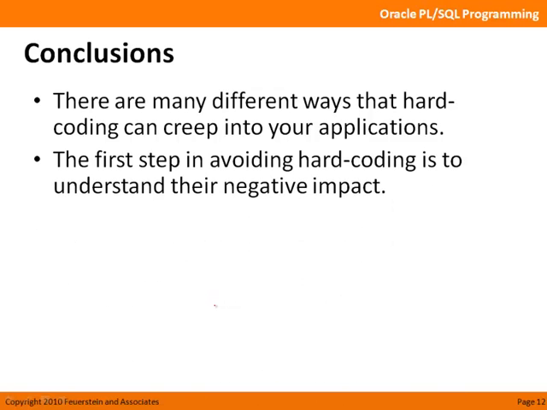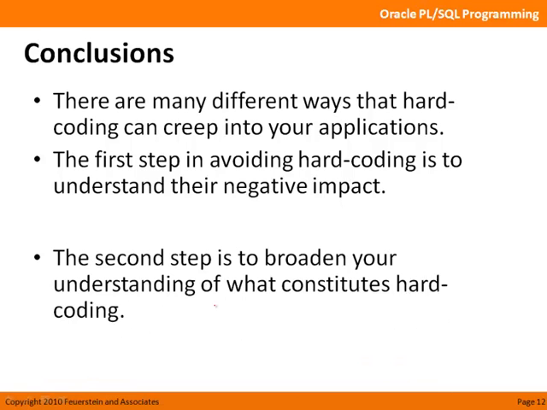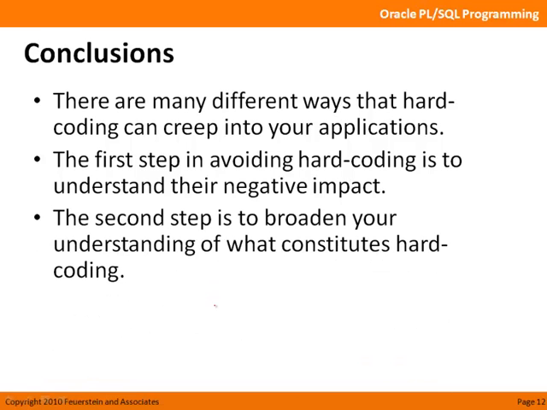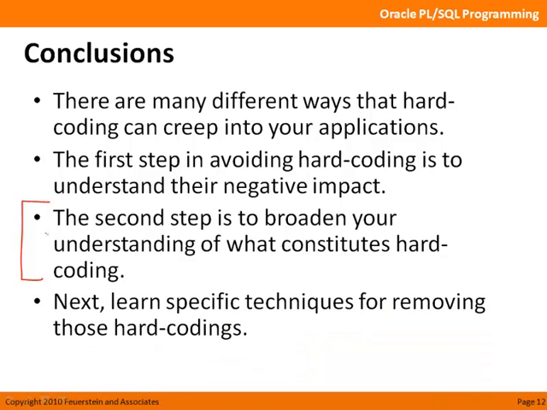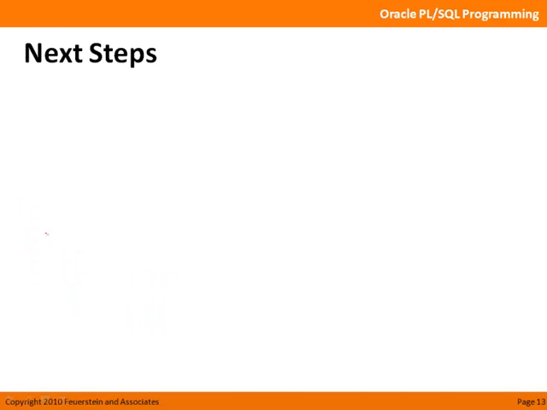The first step to avoiding hard coding is to understand its negative impact, why it's problematic: if you hard code, you repeat, and if you repeat, you'll have a hard time maintaining your applications, and they'll be brittle and break easily over time. The next step is to broaden your understanding of what constitutes hard coding. It's not just a matter of those literal values. There's so much more at play. In fact, the literal values are misleading because they're the easiest form of hard coding to address and resolve and avoid. But the next and most specific thing is to learn the specific techniques for removing the hard codings, and that's what the rest of the series on stopping hard coding in your applications will do for you.